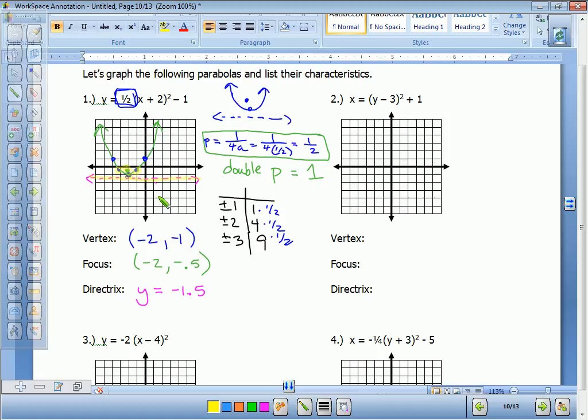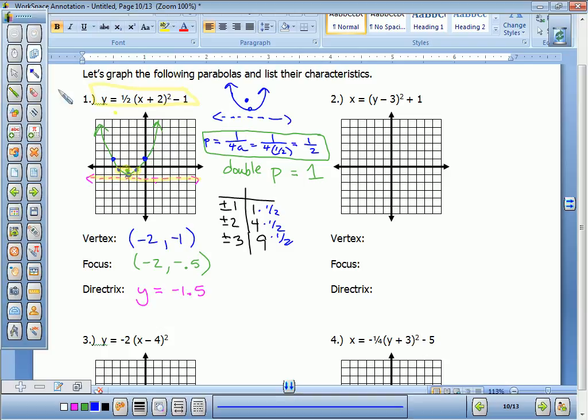So how did you get -2, 1? How'd I get the vertex? Yeah. You take the inside number and the outside number. The vertex comes from up here. The opposite of this is your x, and that's your y. Oh, okay. Wait, how'd you get the -2? Because it's the opposite of the x. It's shift left or right. Okay.